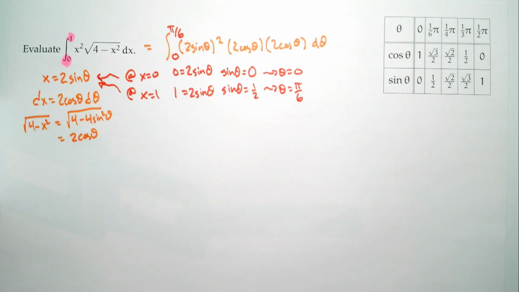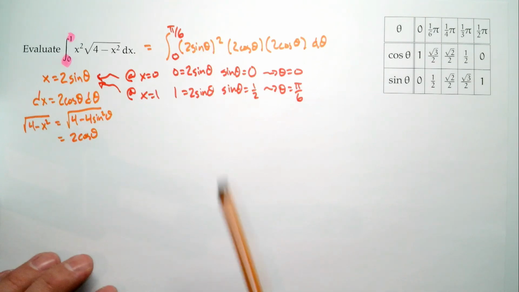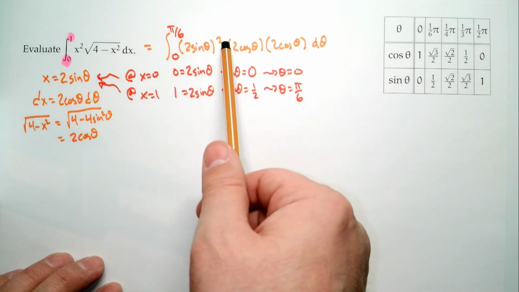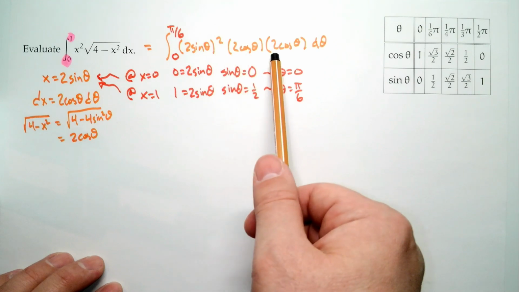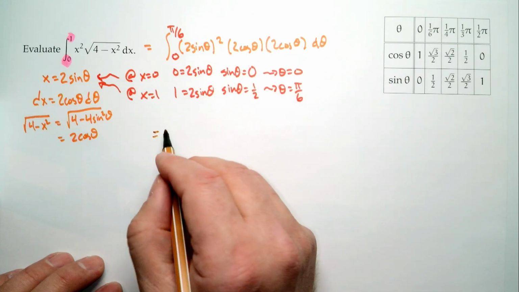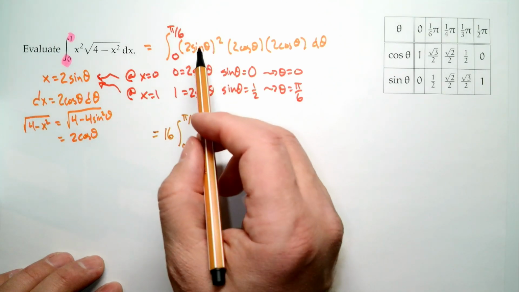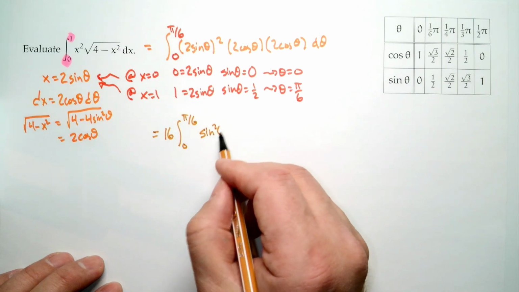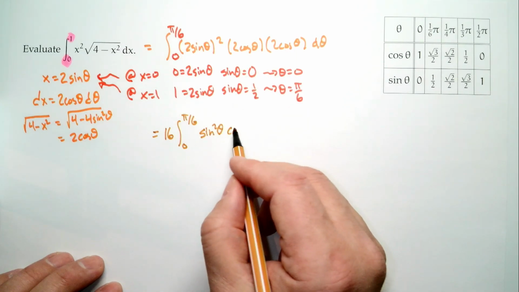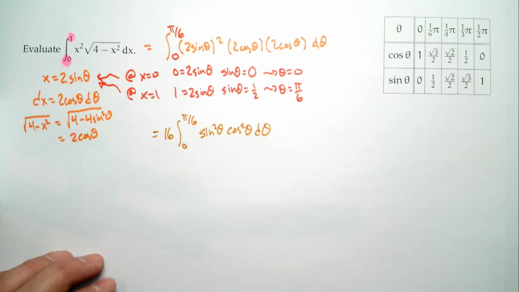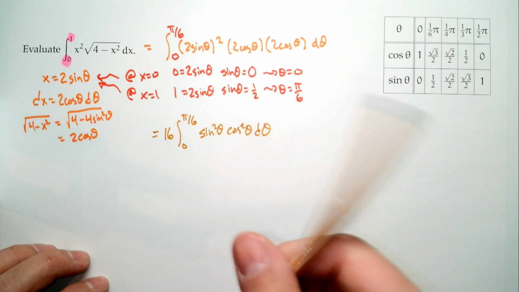Okay, so now we have another integral. Let's work it out. Let's count our 2's. 2 squared is 4, another 2 is 8, another 2 is 16. So we're up to 16. Integral from 0 to pi over 6, then we have sine squared and cosine squared. What do we do? The answer is power reduction, right? Sines to an even power, cosines to an even power.